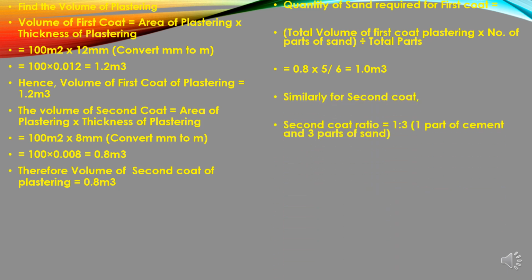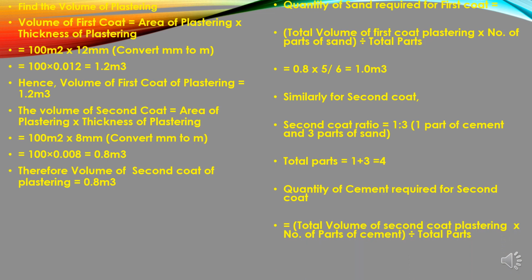Similarly, for the second coat. Second coat ratio is equal to 1:3. Total parts 1 plus 3 is equal to 4. Quantity of cement required for the second coat. Total volume of second coat of plastering into number of parts of cement divided by total parts. That is 0.8 into 1/4, which is equal to 0.2 cubic meter. Quantity of sand required for the second coat. Total volume of second coat plastering into number of parts of sand. That is 0.8 into 3/4, which is equal to 0.6 cubic meter.